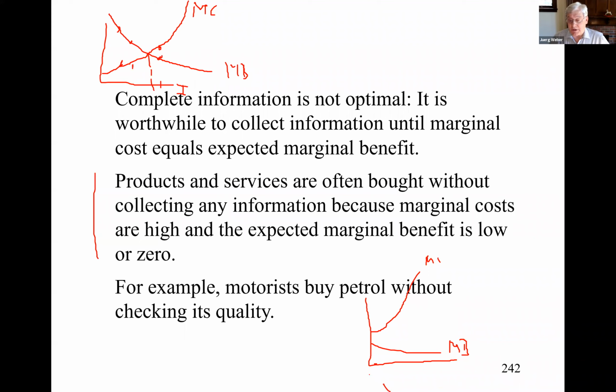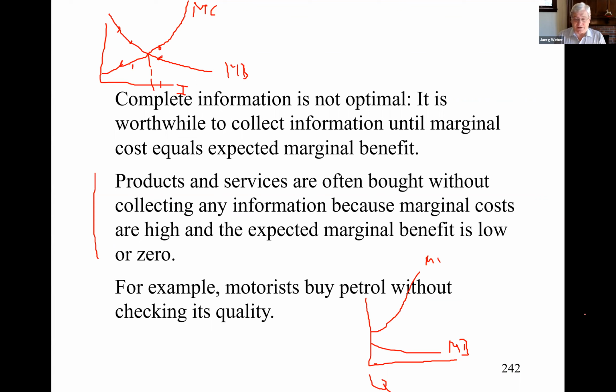An example that I have here is buying petrol. Motorists buy petrol without checking the quality. You just go to the petrol station and you fill up the tank of your car, and that's it. You don't check the quality. The benefit wouldn't be particularly big to check it, because the quality is usually quite good, and the costs of checking the quality would be quite high. So you buy it actually without checking.